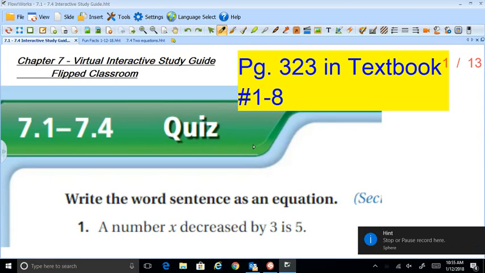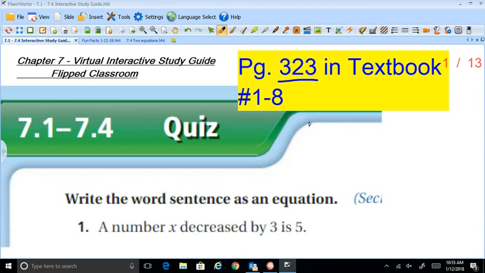Virtual Interactive Study Guide, Flipped Classroom. This is straight from your textbook on page 323. We're going to do numbers 1 through 8.